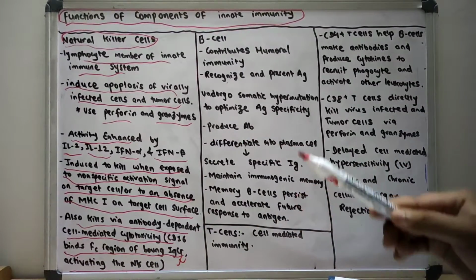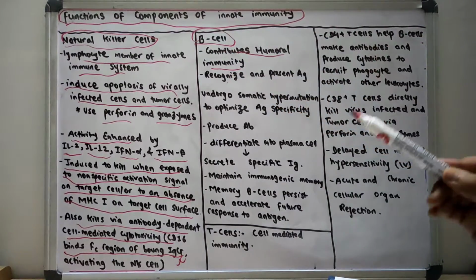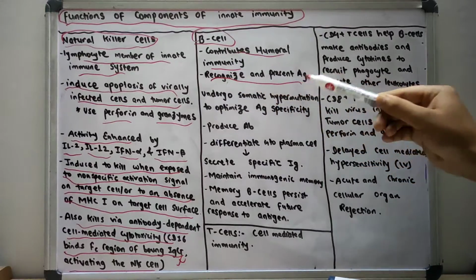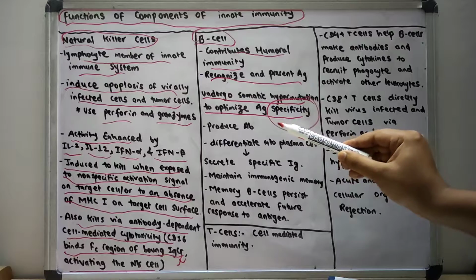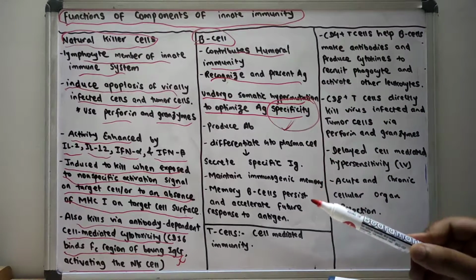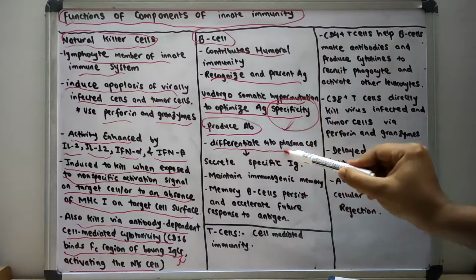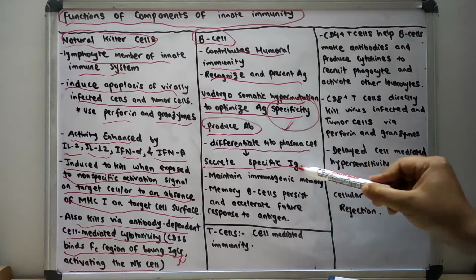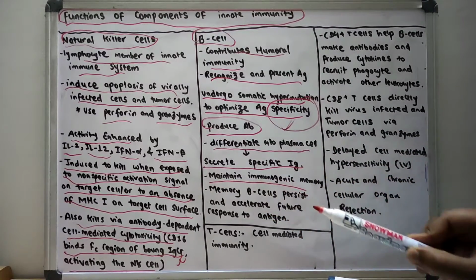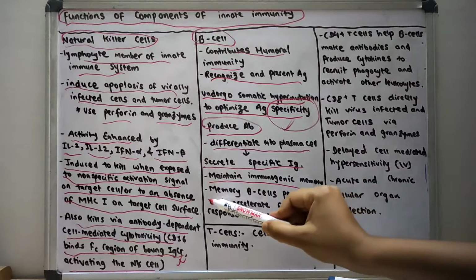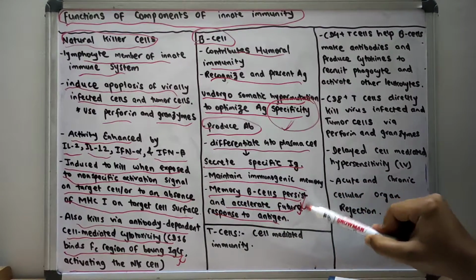Now let us talk about the B cells. The B cells contribute to the humoral immunity of our body. They recognize and present the antigen. B cells undergo somatic hypermutation to optimize antigen specificity. The B cell produces antibodies: it differentiates into the plasma cell and secretes specific immunoglobulin. The B cells also help to maintain the immunogenic memory of the body. The memory B cells persist and accelerate future response to the antigen.